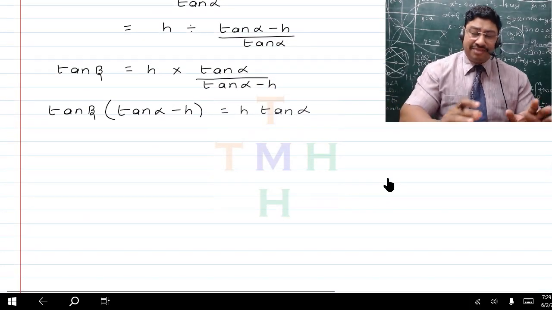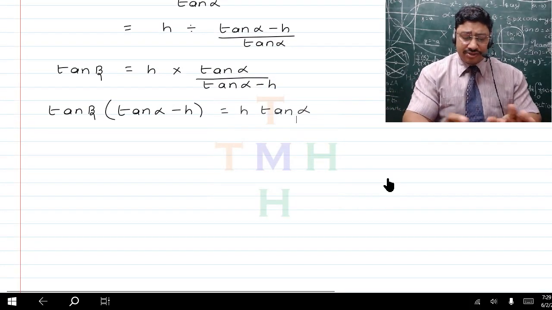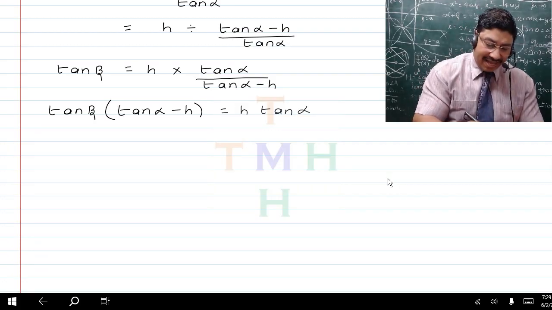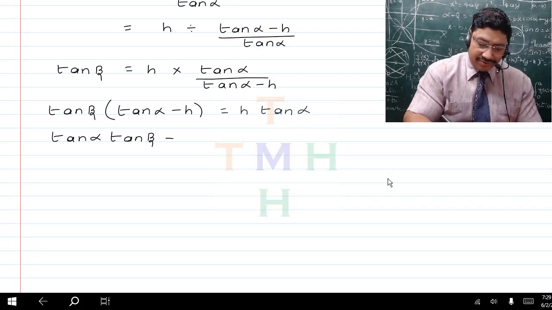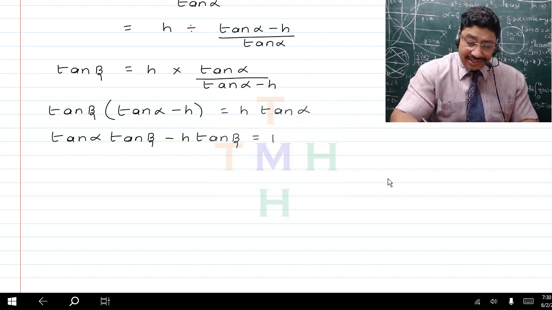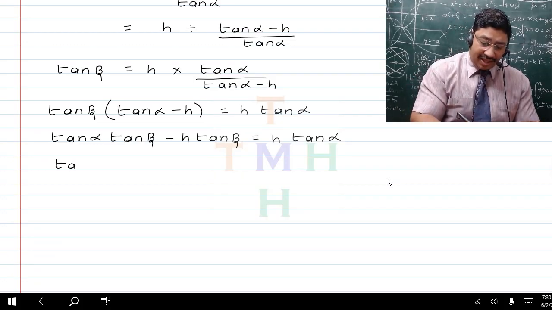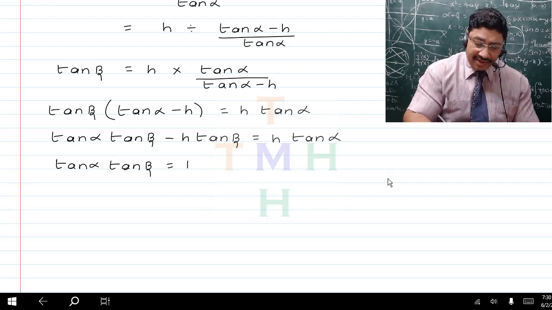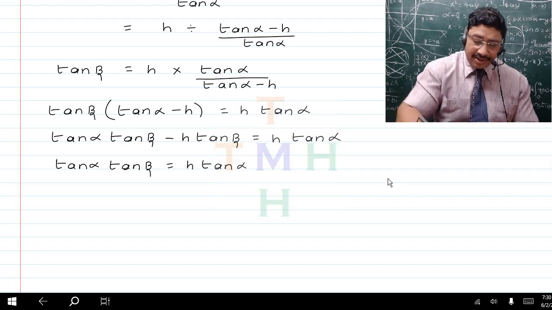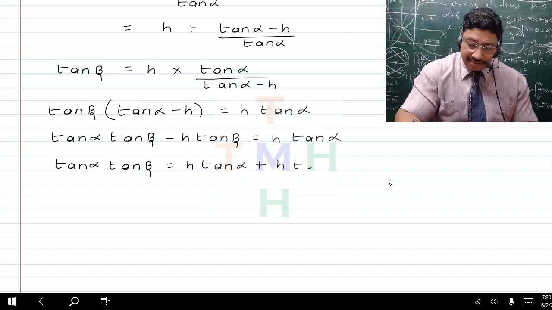Now, children, we'll keep the terms with h on one side of the equation and the others on the other side. Multiplying this tan beta within, we have tan alpha multiplied with tan beta, and from that is subtracted h times tan beta, as tan beta is multiplied within. And this is equal to h times tan alpha. Now we can keep tan alpha and tan beta on the left hand side, and on the right hand side we have h tan alpha, to which is added h tan beta.